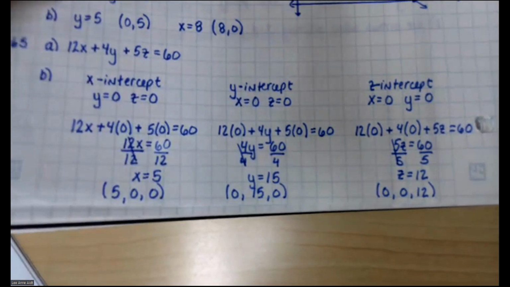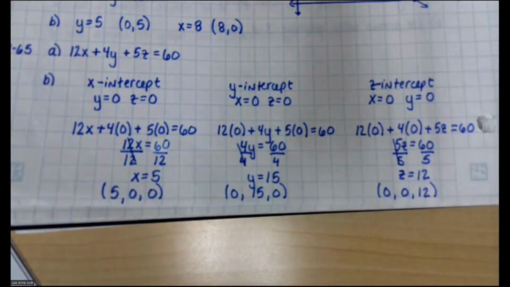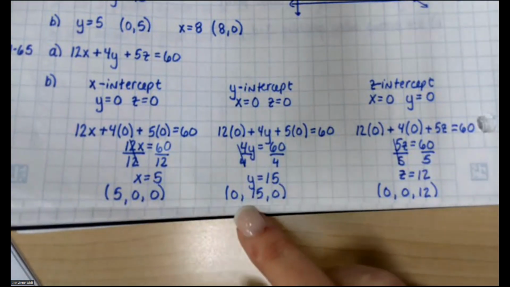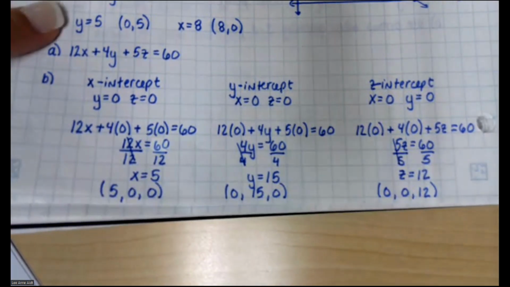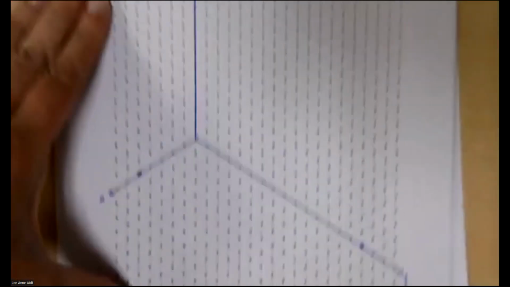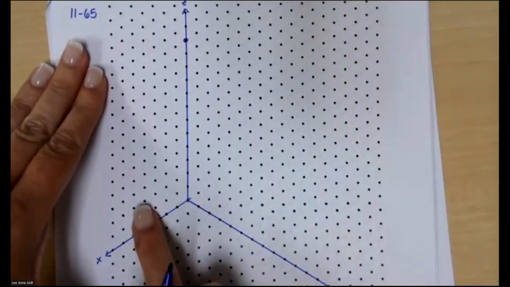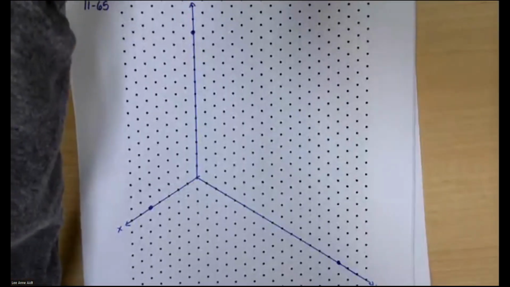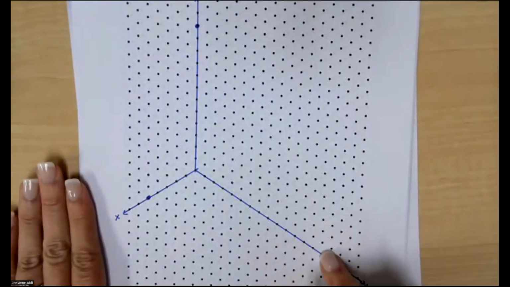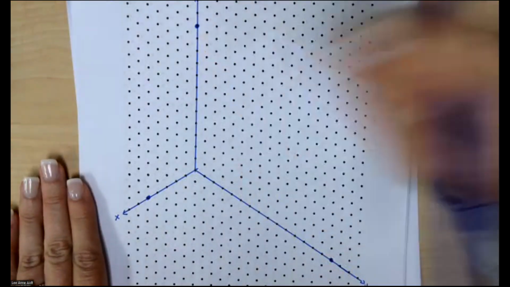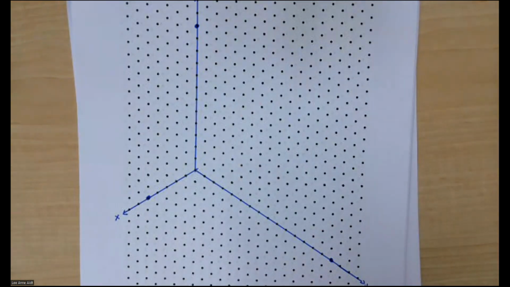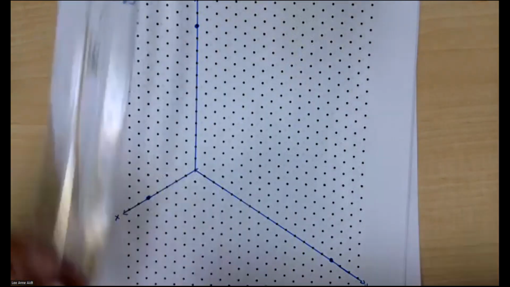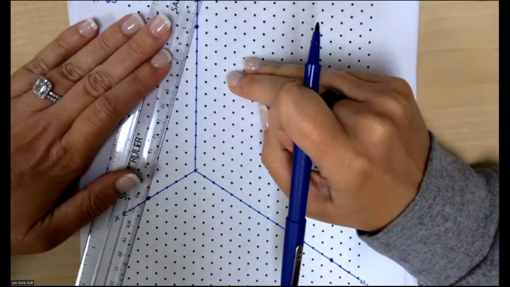Okay. Everyone should have 5, 0, 0, 0, 15, 0, and 0, 0, 12. So here's my 5, 0, 0, 0, 15, 0, and 0, 0, 12. Okay, so you graph those 3 dots, and then you connect them with a ruler.